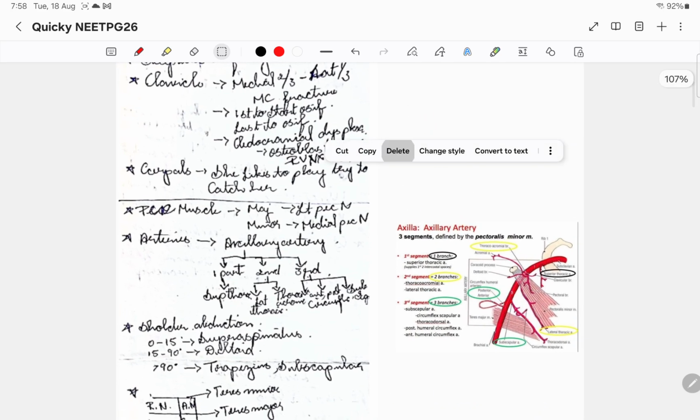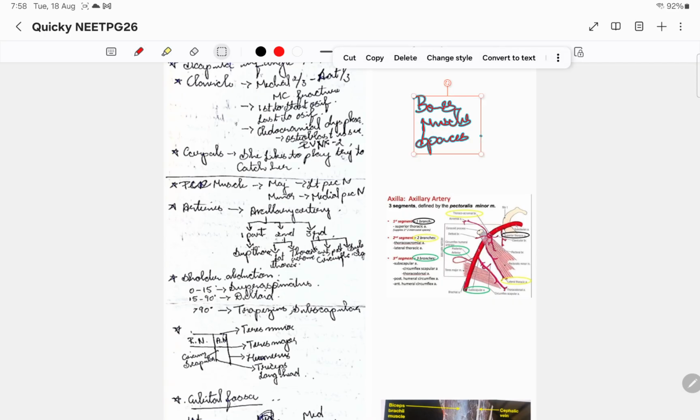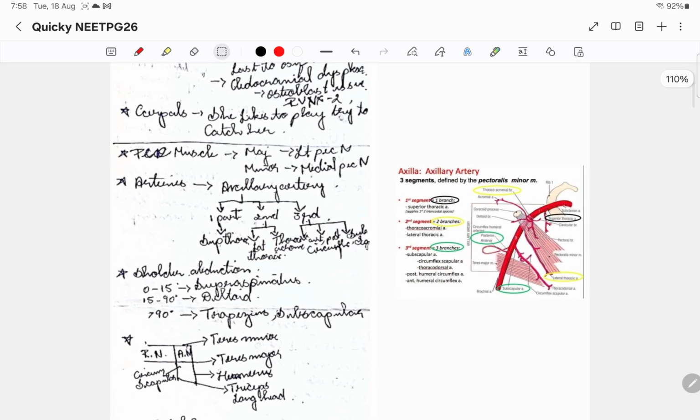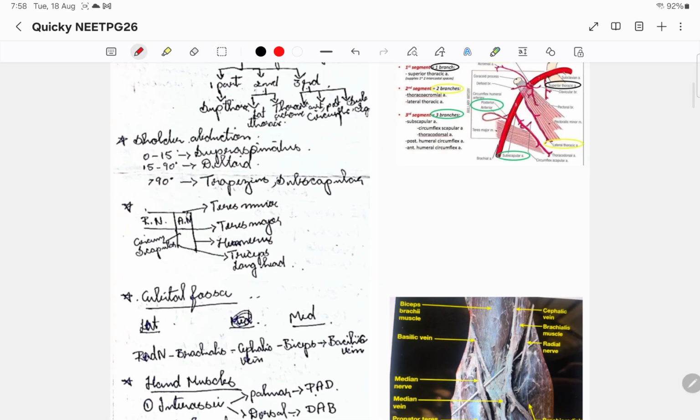Now we have finished bones and muscles, right? So we'll move on to the spaces in the upper limb. While discussing the spaces of upper limb, you'll come across mainly two things. One is cubital fossa and the triangles of axilla. First we'll discuss the triangles of axilla, and then we'll move on to cubital fossa. So these are the two spaces that you'll be required to learn.